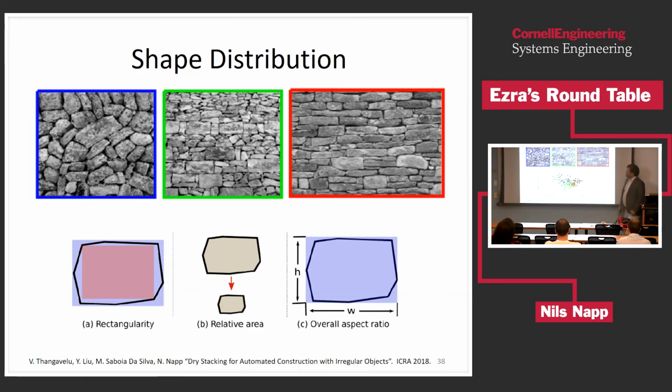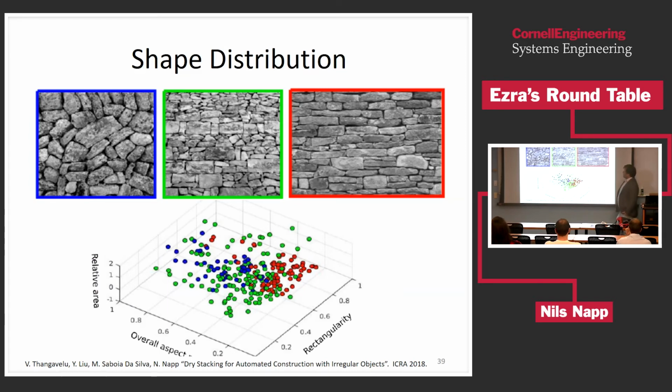So this is for these 3 building walls, in terms of these measures, what the distribution of these shape descriptors is. And you can see that they definitely overlap, but they're also actually pretty different distributions, corresponding to different strategies of building rock walls.